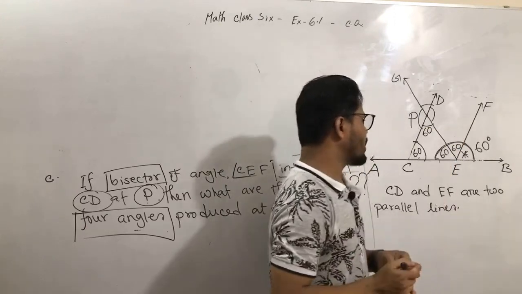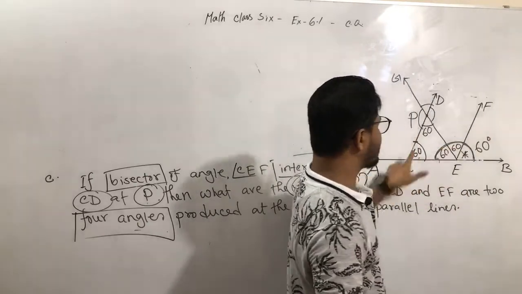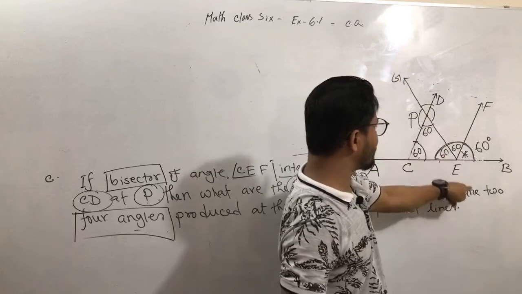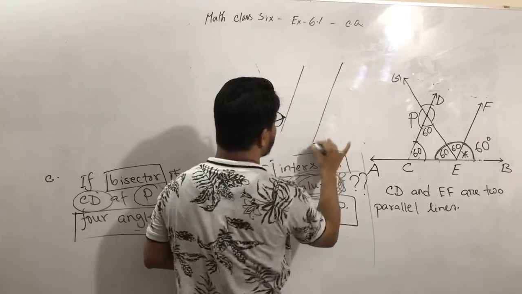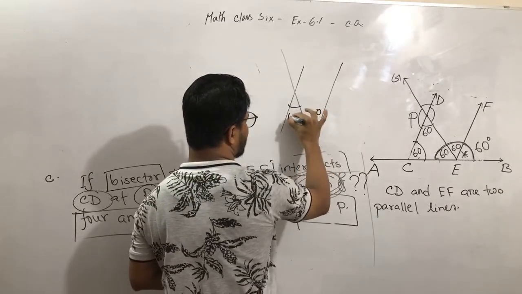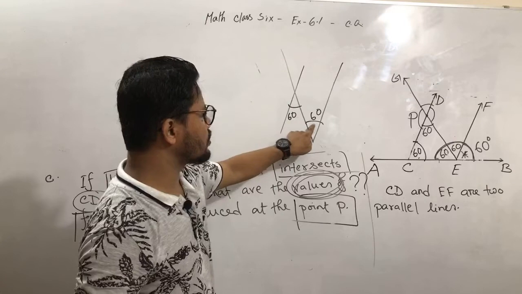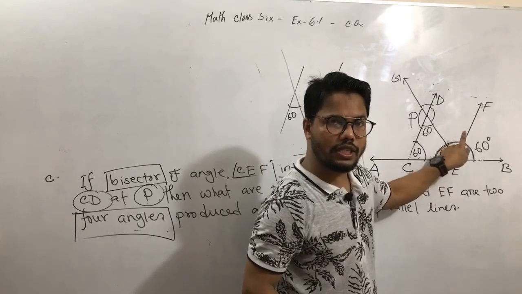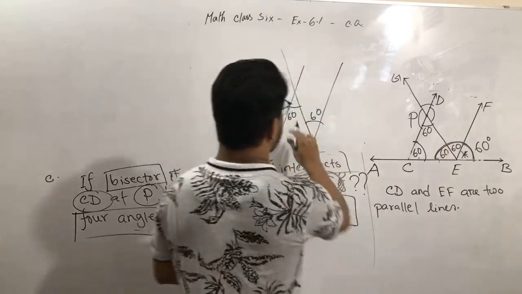In another concept you can apply here, CD and EF are two parallel lines, and EG, transversal, intersects CD at the point P. So if you consider those two parallel lines, you can also write, if this angle is 60 degree, this one will be 60 degree, because they are alternate angles. If this one is 60 degree, this one is 60 degree. So already we know from A, this angle is 120, then divided into two parts, this angle will be 60 degree. The 60 equals 60, they are alternate angles.